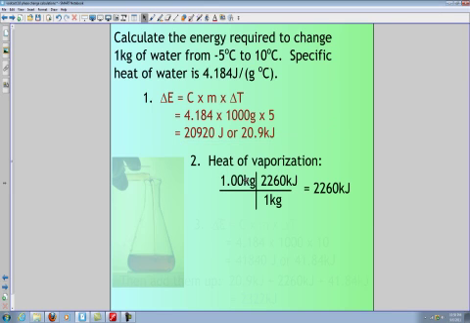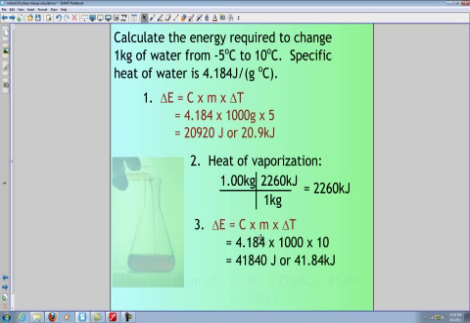Part 2 is we do the heat of vaporization. Okay, 1 kilogram. Okay, we take the heat of vaporization of water. We pulled this from the previous slide. So 2,260 kilojoules per 1 kilogram. Okay, kilograms cancel. This is what I get out, 2,260 kilojoules.